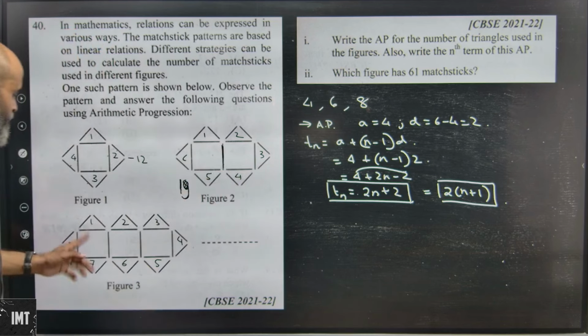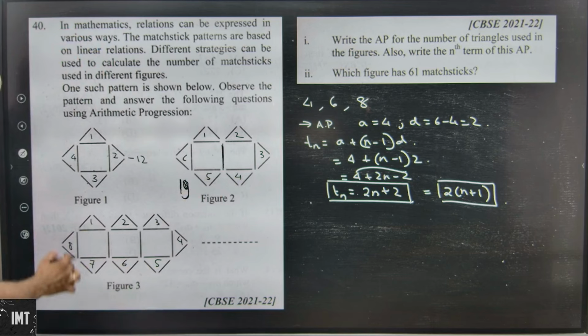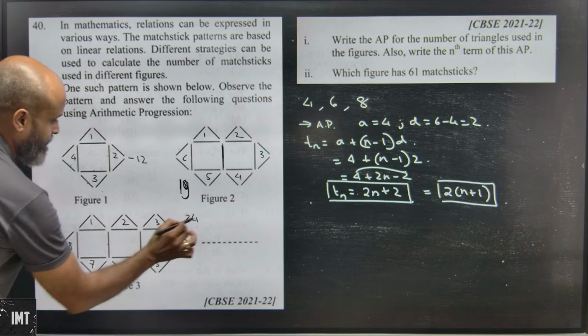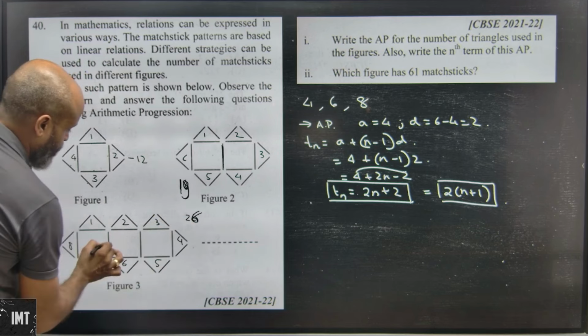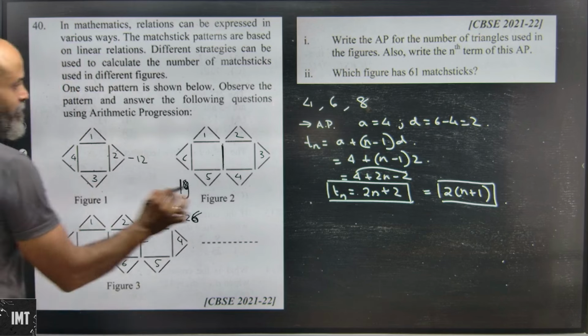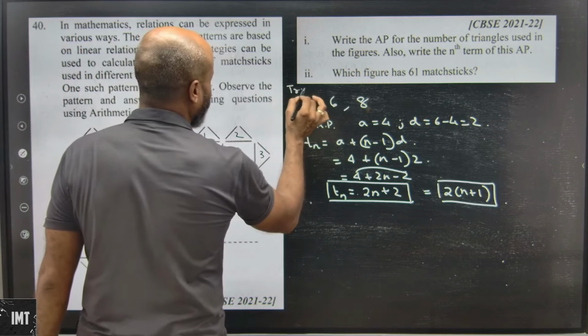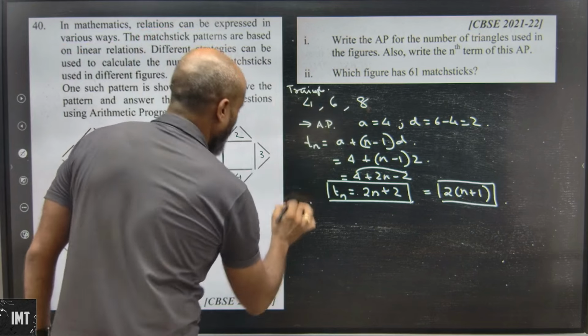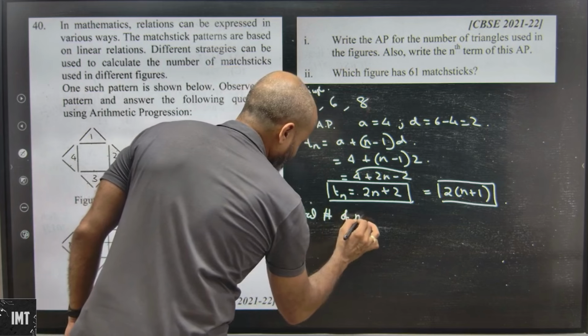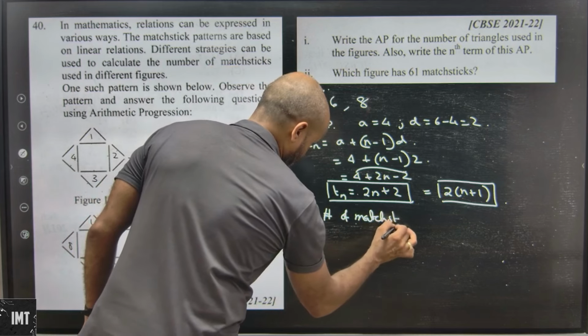Okay, this one, we have 8 triangles. So obviously for 8 triangles, we will have 8 threes are 24, and this 25 and this 26. That will be 26 because these two are included. So this is for triangles and this is for the total number of matchsticks.